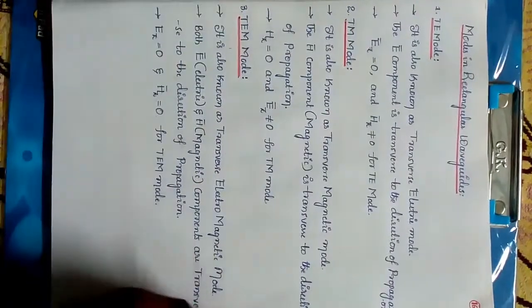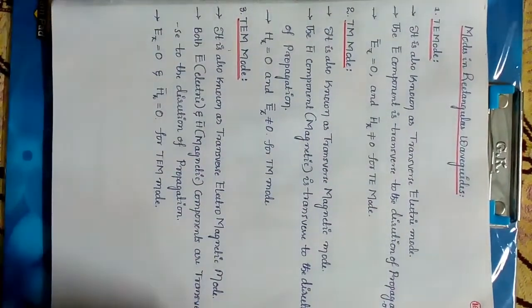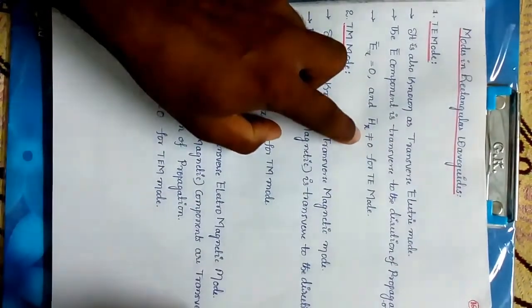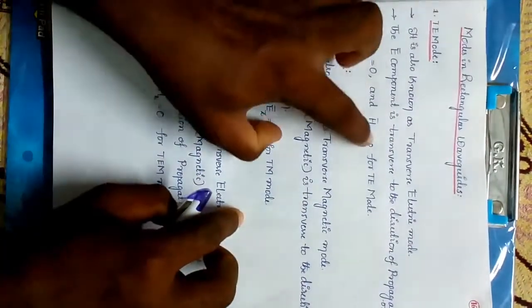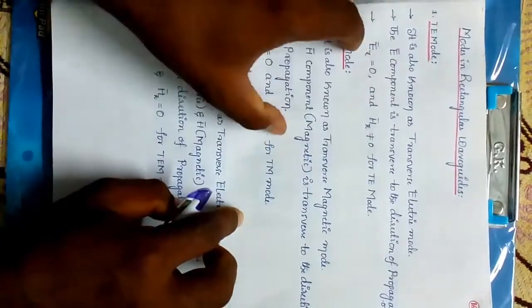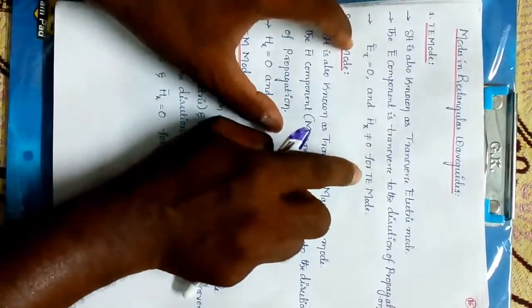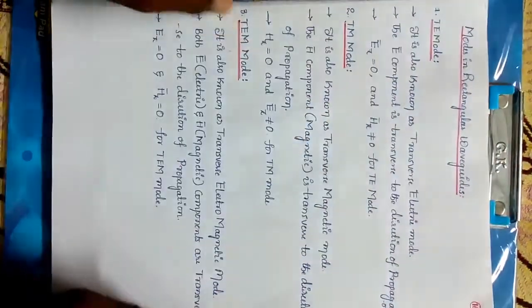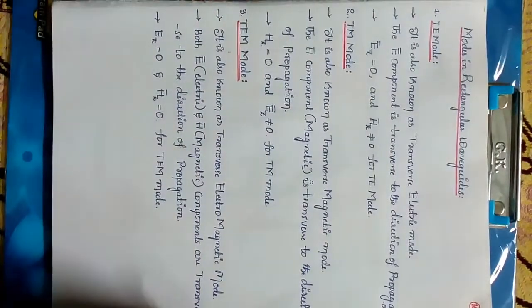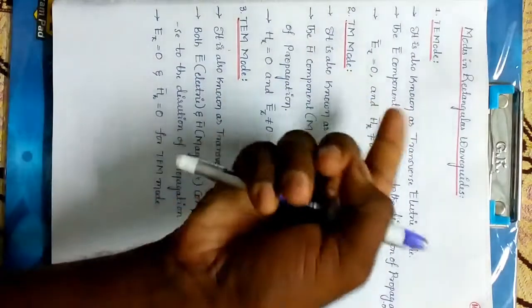Whenever we discuss the TE mode, in that mode Ez is equal to 0 but Hz is not equal to 0. You must remember this one line. This is regarding the TE mode. Next we go for the TM mode. What does the TM mode refer to? It is exactly the opposite of this one.